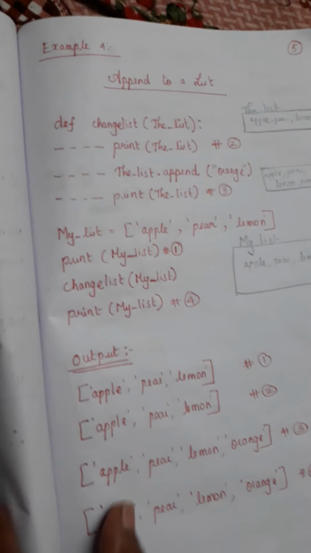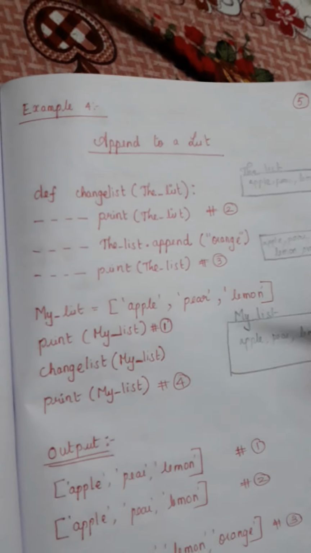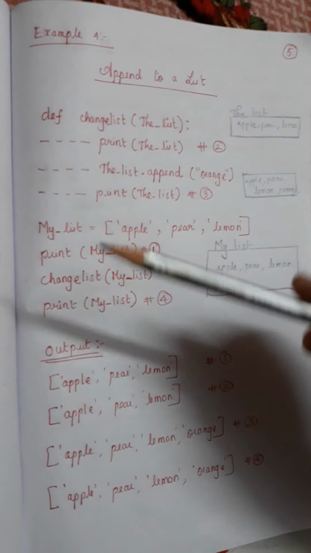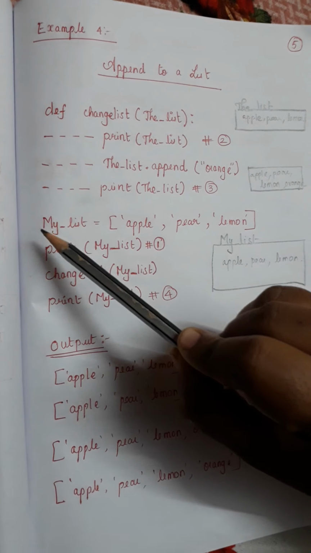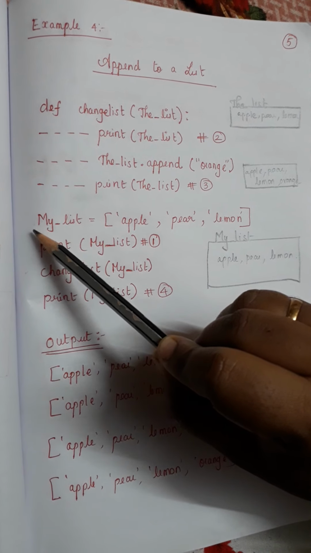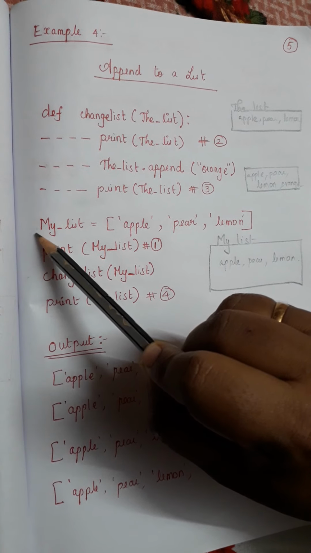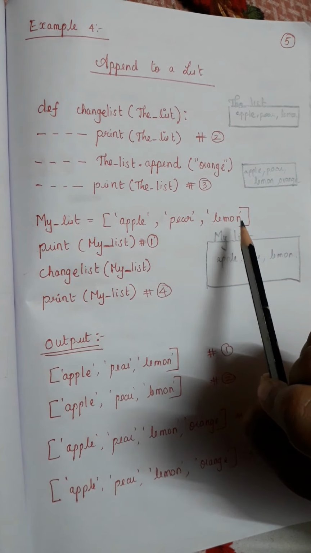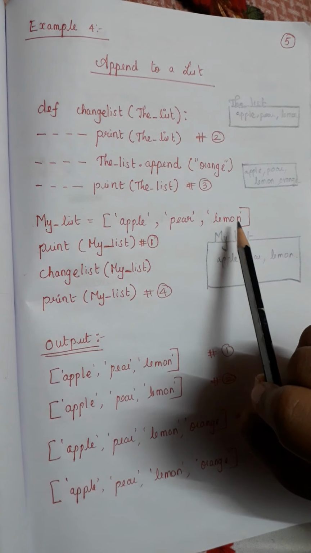Okay, now let us see the next example, an example for pass by reference. Now this is a list, right? From this particular line only my program gets executed. This is my list and I have three values here: apple, pear and lemon.